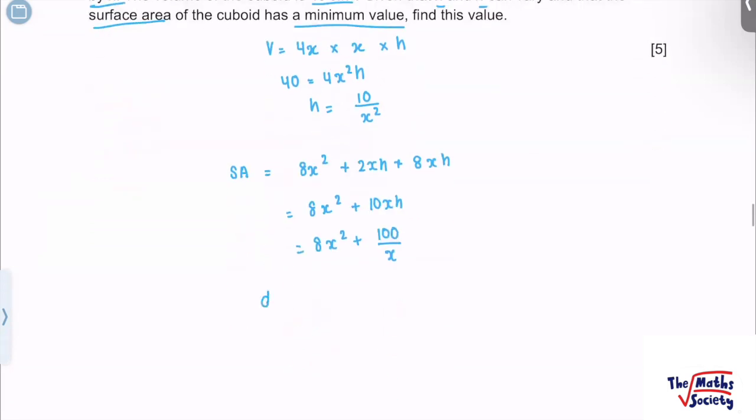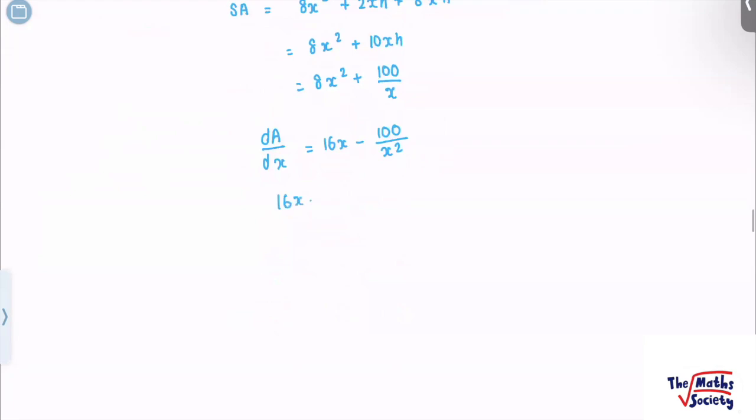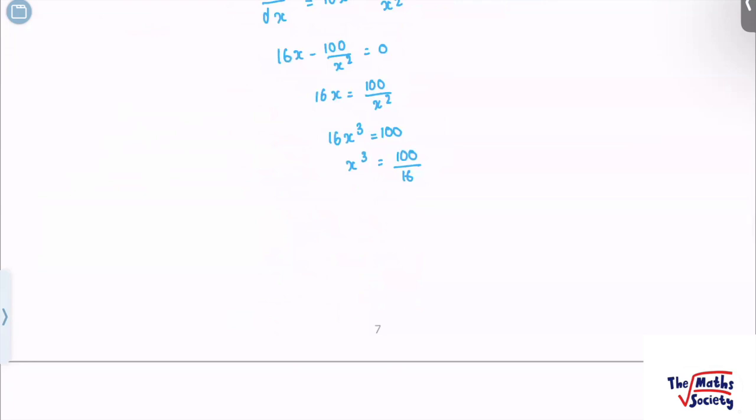Then we find the surface area differentiation, d by dx. That's just 16x plus 100 over x squared. But yeah, this one has to be minus. So 16x minus 100 over x squared, we're going to equate this to 0. 16x equals 100 over x squared, so you multiply: 16x cubed equals 100. So x cubed is 100 over 16, which is 25 over 4, and x, when you take the cube root, is 1.84.